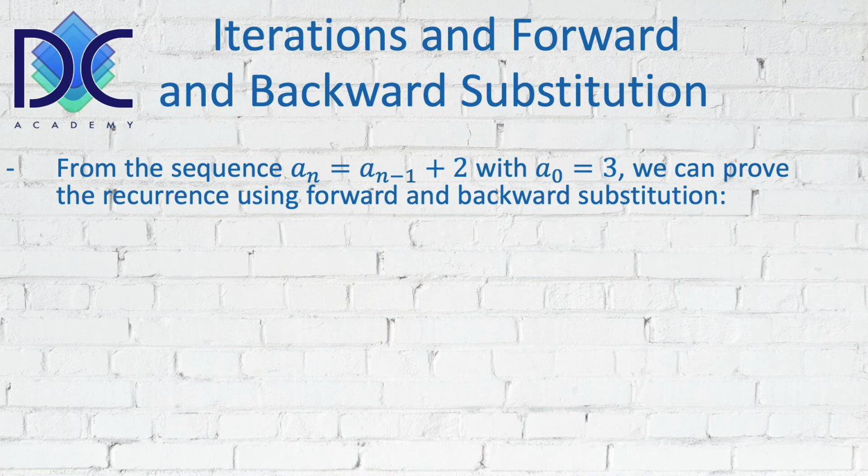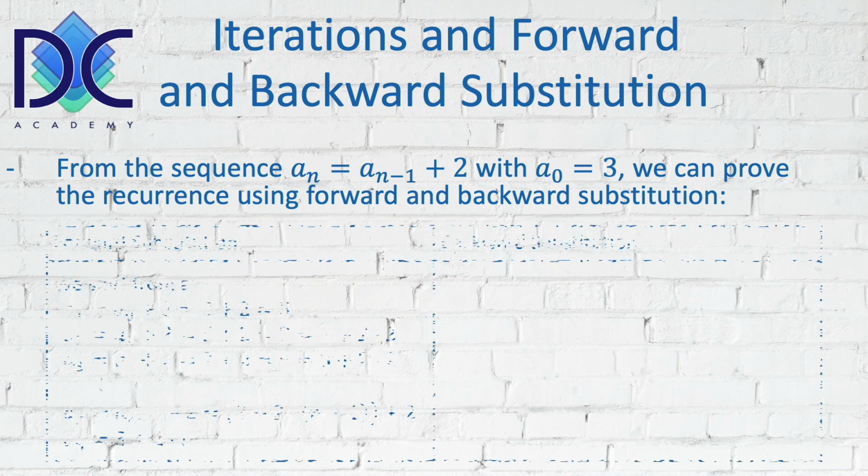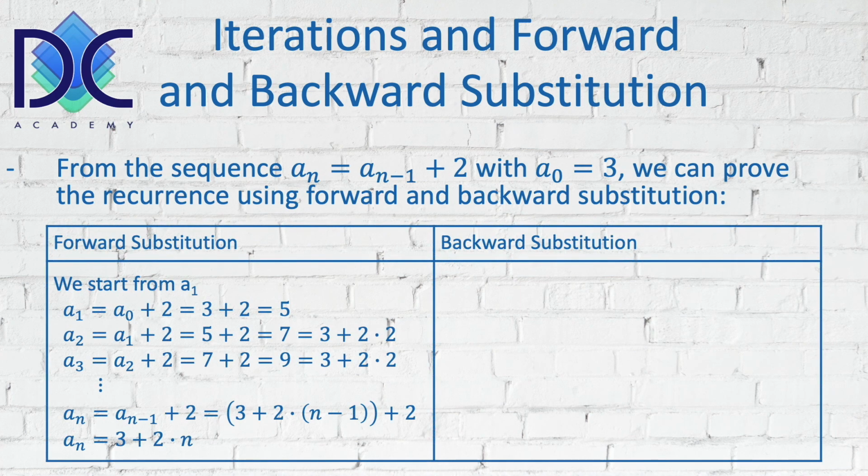So basically we start with the first iteration, a0 is equal to 3, and we can calculate a1, which is equal to a0 plus 2. a0 plus 2, a0 being 3, is 3 plus 2. So this is where we start with the forward substitution. a1 is a0 plus 2, it's equal to 3 plus 2, which gives us 5.